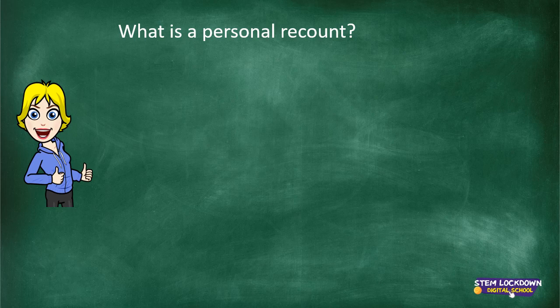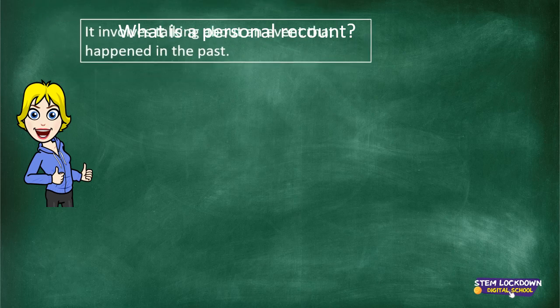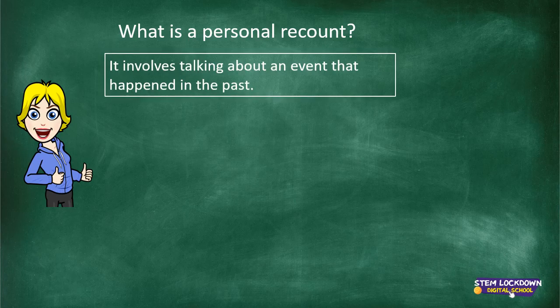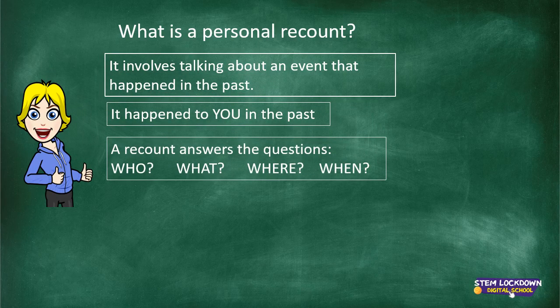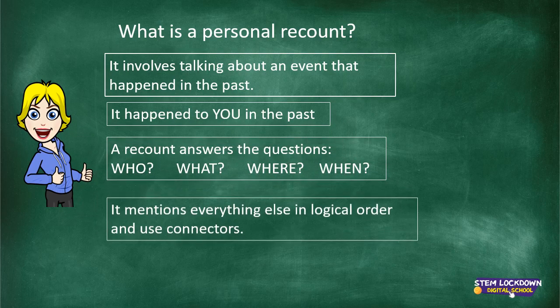What is a personal recount? Do you know? Well, it involves talking about an event that happened in the past. We're going to say that this event happened to you, and that's what makes it a personal recount. Something that happened to you in the past. When you tell somebody else about that, your recount should answer the questions who, what, where, and when. After that, your recount mentions anything else that you want to talk about in logical order, and it uses connectors. Connectors are words like first, second, third, or first, then, next, after that, finally. Got it? Great.